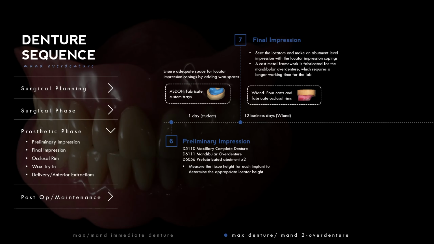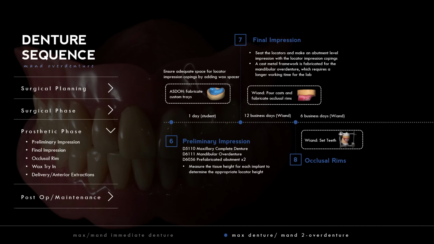Another thing to note is we have to give the lab some additional time, and that's because when we make these mandibular overdentures, we are going to ask for a cast metal framework to help strengthen the denture, since that metal housing and the locators eat up some of our prosthetic space. So Wind would need 12 business days to get that back for us.